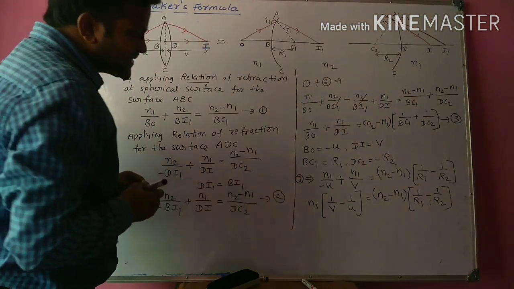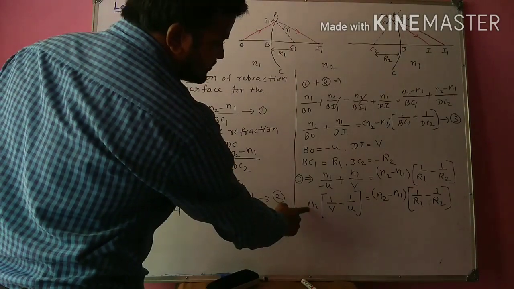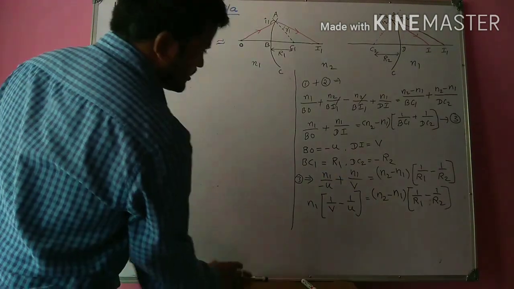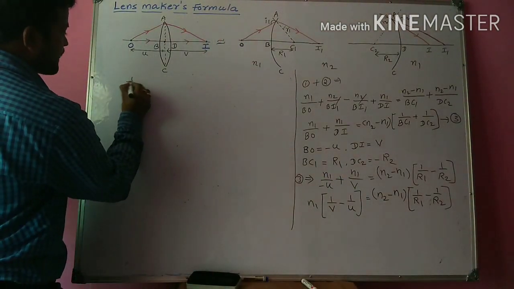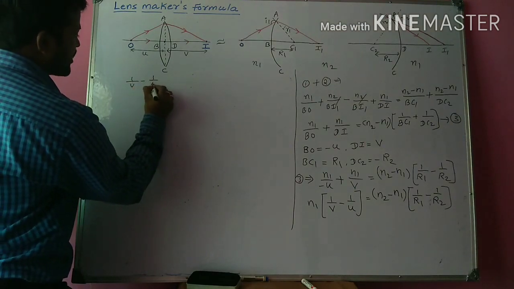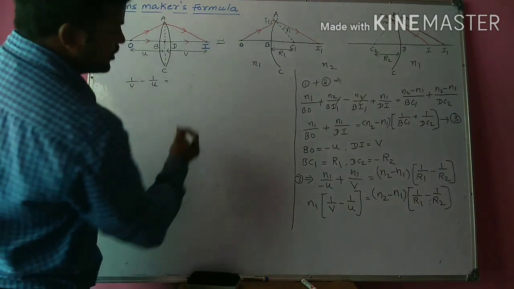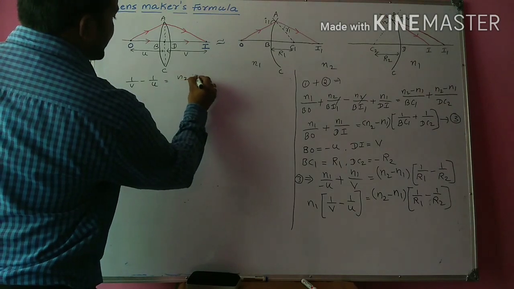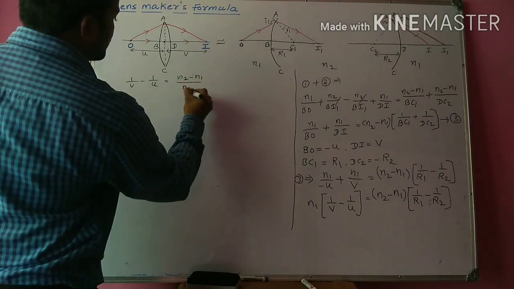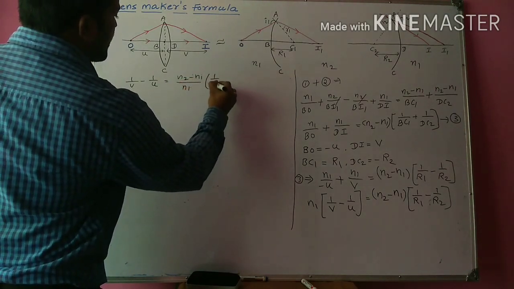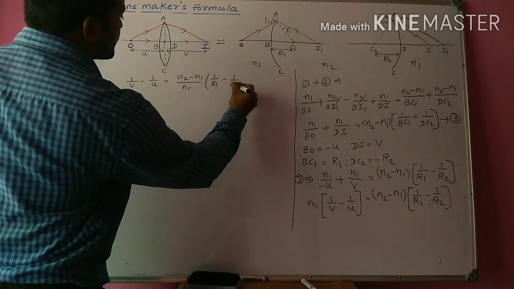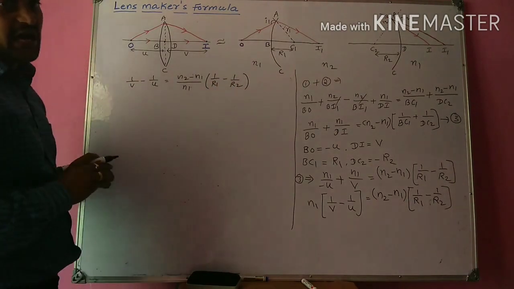Now let us take the value of N1 to that side. Then 1 by V minus 1 by U is equal to N2 minus N1 by N1 into 1 by R1 minus 1 by R2.